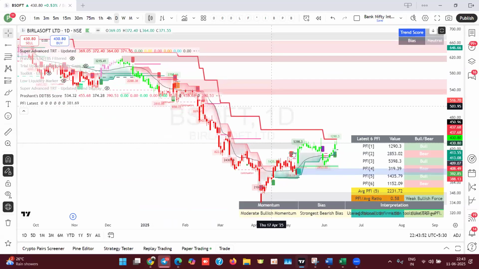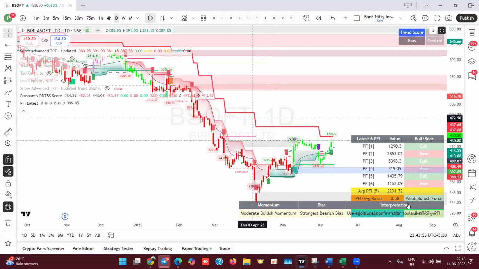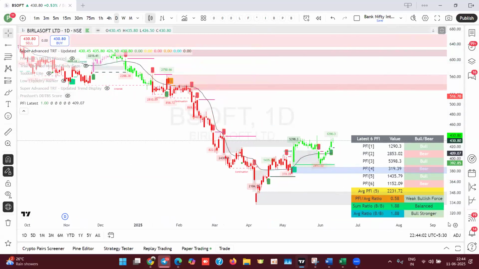B soft turned green here. PFI number has increased. The latest bullish force is not strong. It is weak bullish force. And bulls are slightly stronger as compared to bears. But this one is not very strong. This was strong, but it was not more than 5 times.